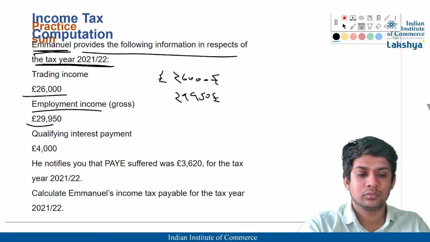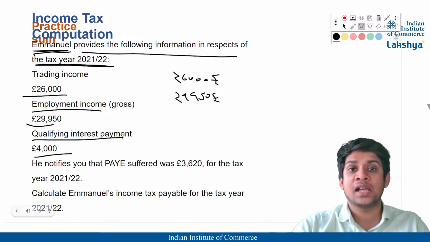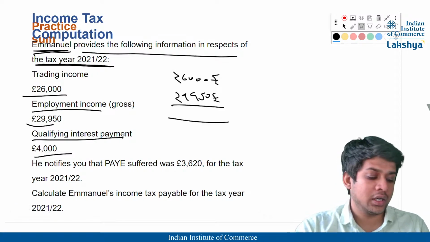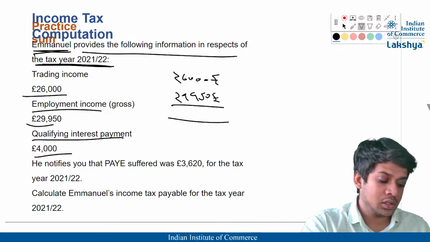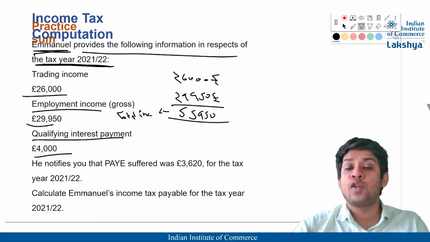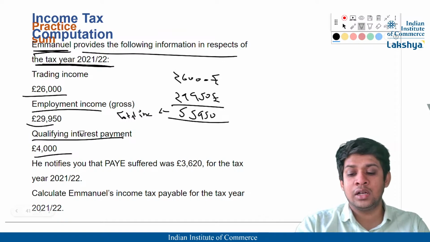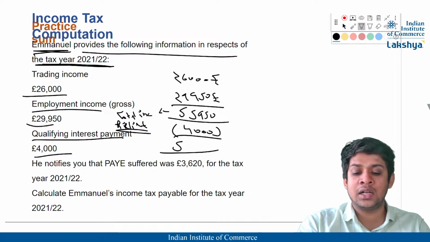And what else does he have? Qualifying interest payments. His total income is 29,950 plus 26,000, which gives 55,950. From this total income, the qualifying interest payments are directly deducted as a relief of 4,000, and his net income will thus be 51,950.